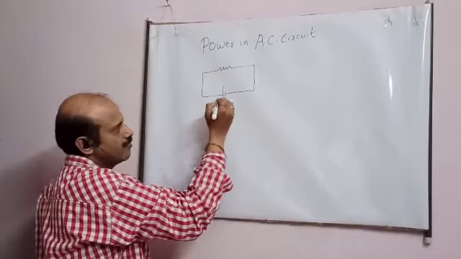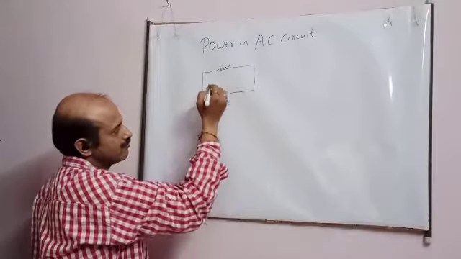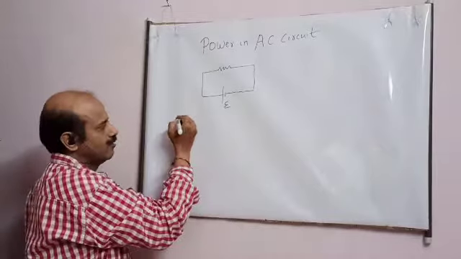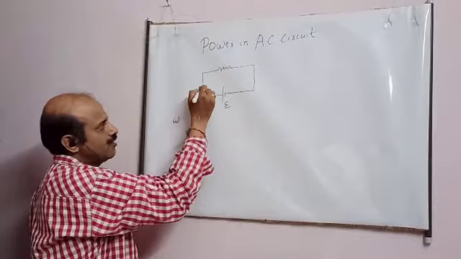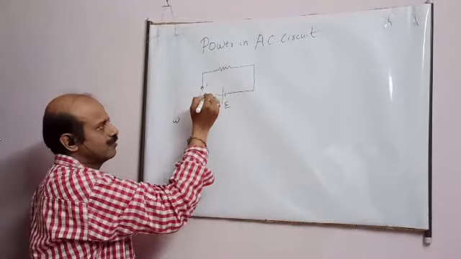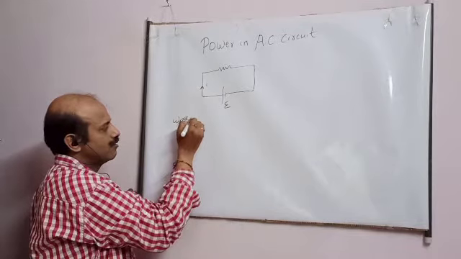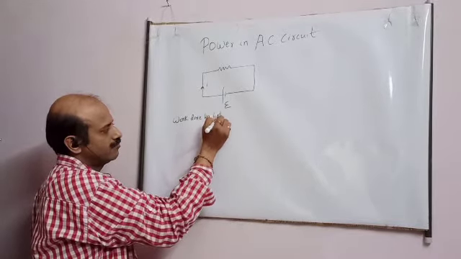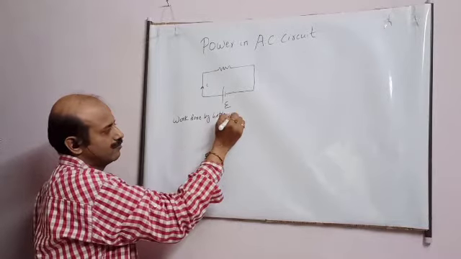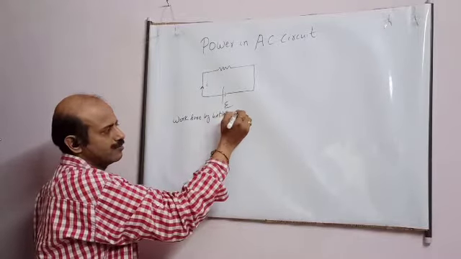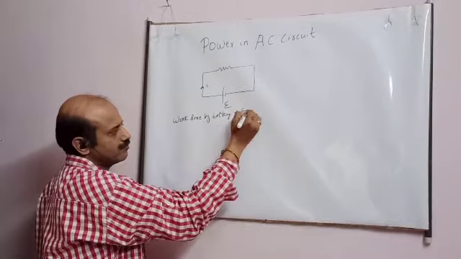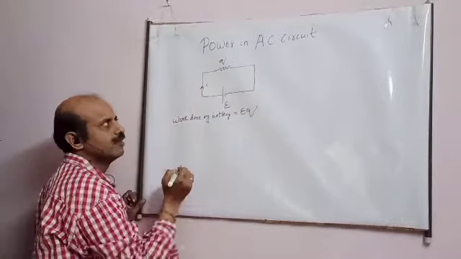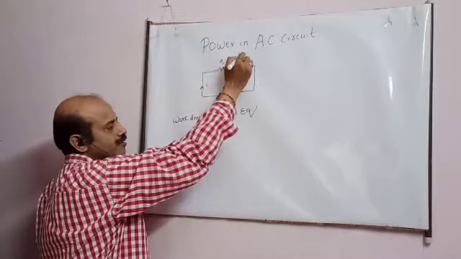This is the EMF. Suppose the current I flows. The work done by the battery is given by, say, charge Q flows through this in time t seconds.